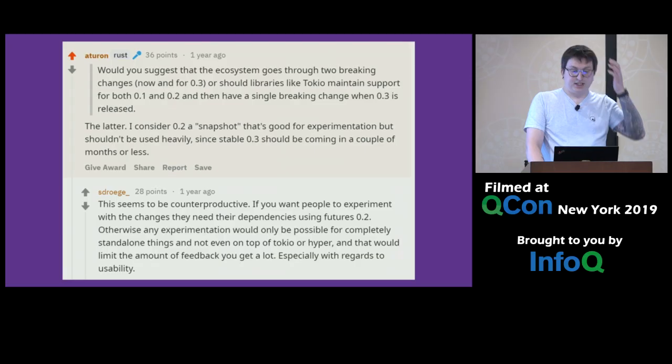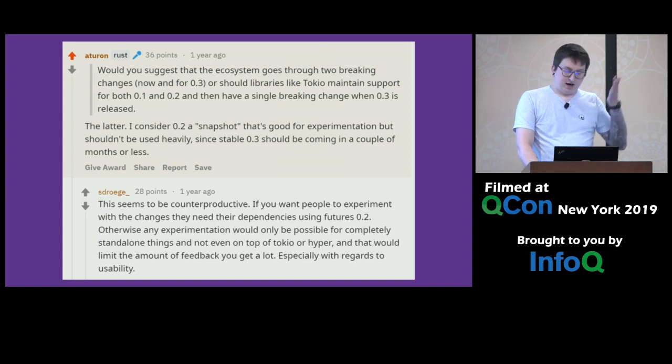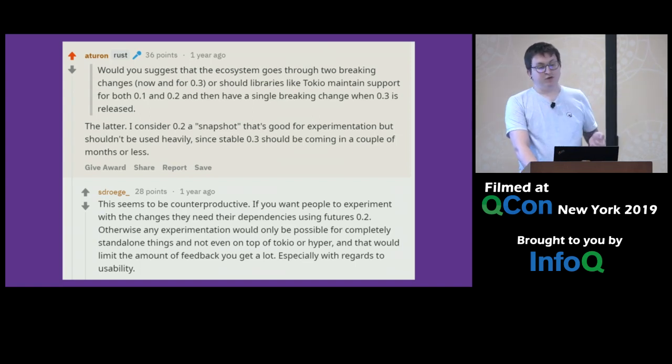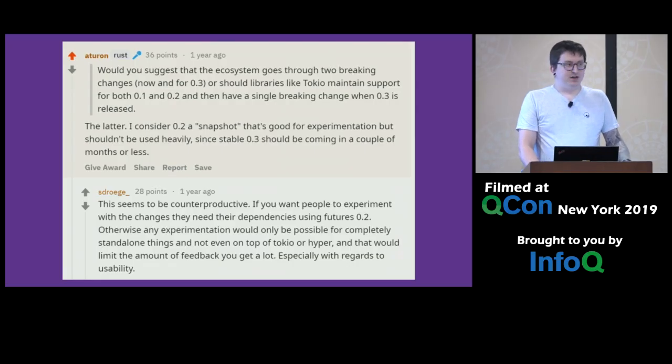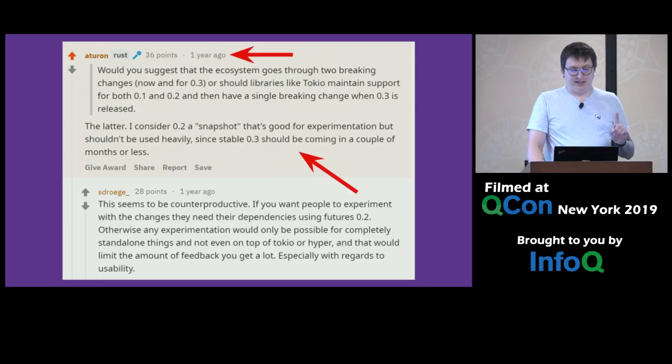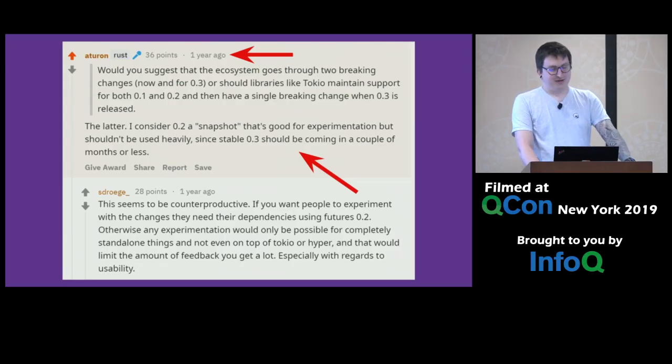And so someone's like, hey, do you suggest that the ecosystem should break between 1 and 2? Or should we wait for 3? And Aaron, who wrote this blog post, said, you shouldn't move everything over. 2 is a good enough snapshot, but we're going to have 3 coming out in a couple of months or less. And then people were like, that seems a little bad, because you need to try it out in order to use it. But if none of your libraries update, how are you supposed to try it out? And then if it's going to change again, why would anyone try it out in the first place? This person was smart, because as you can see, 1 year ago, we said it should be coming in a couple months. So that's sort of been a situation.